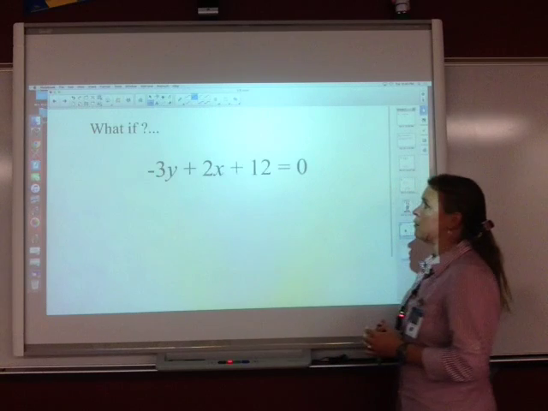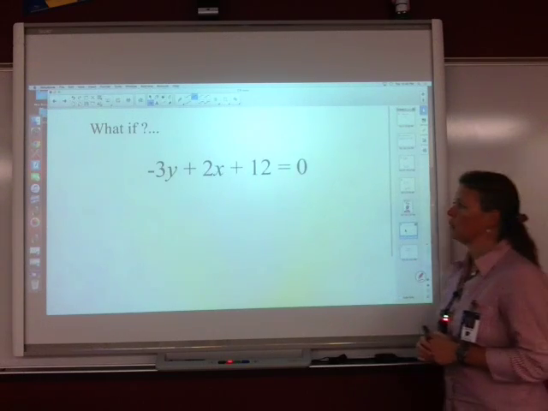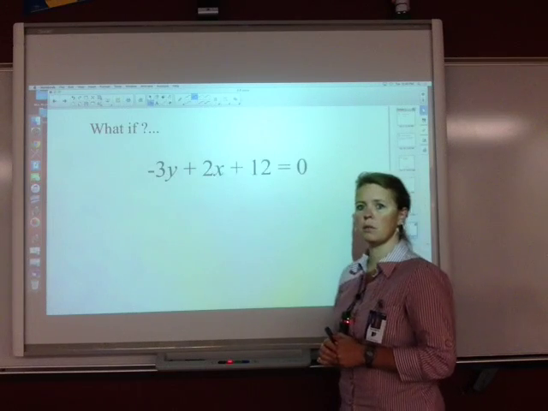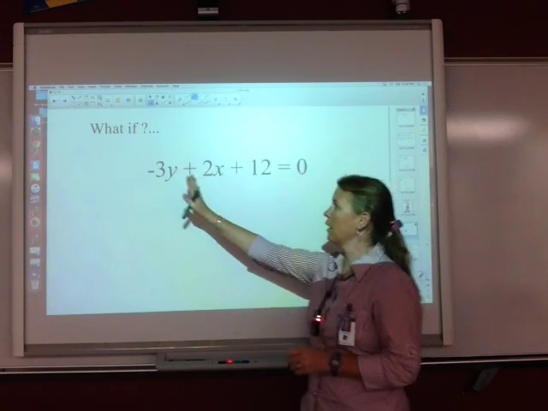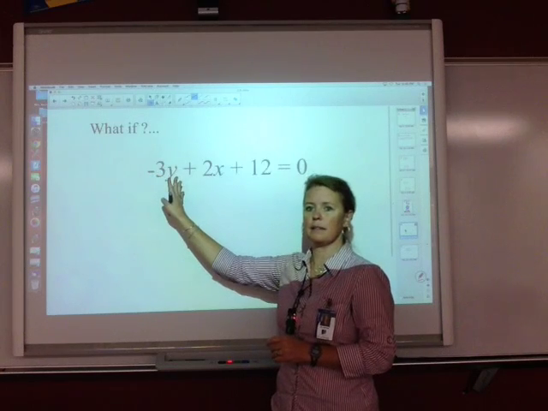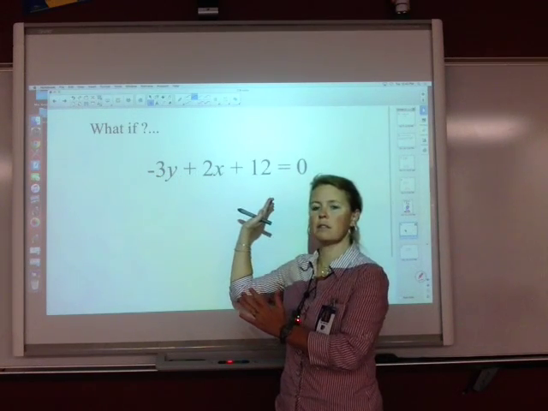We have a couple of what-if problems. What if your x's and your y's and your numbers are all on the same side? It equals 0. You have a negative 3y plus 2x plus 12 equal to 0. You know that your y is going to be isolated because that's the dependent variable. It has to stay. You have to move everything else to the other side.